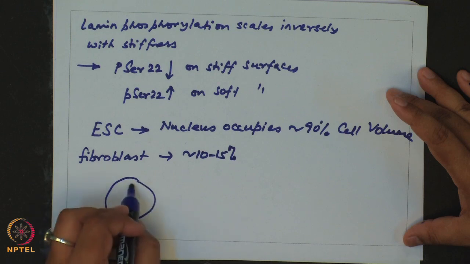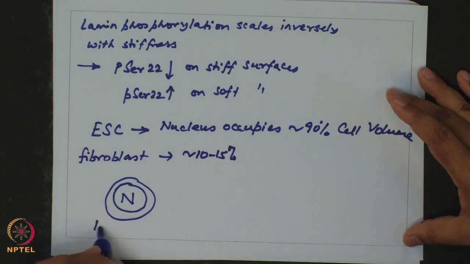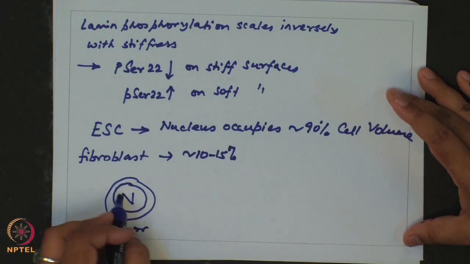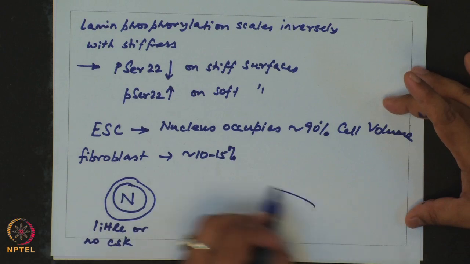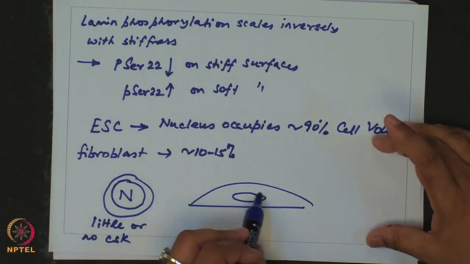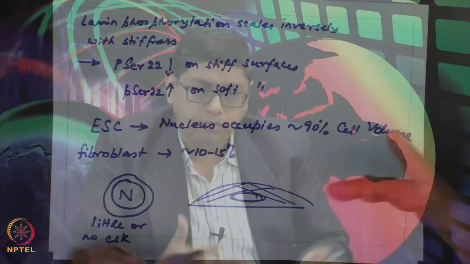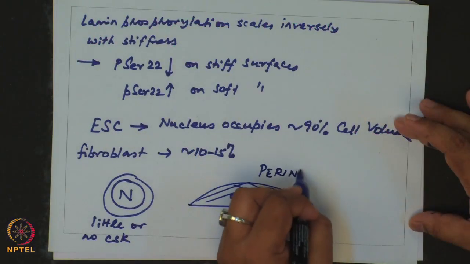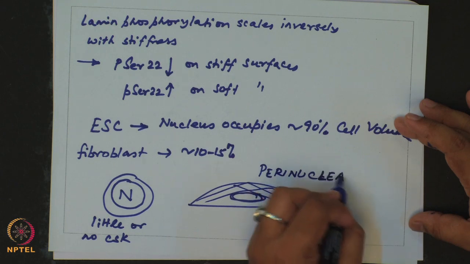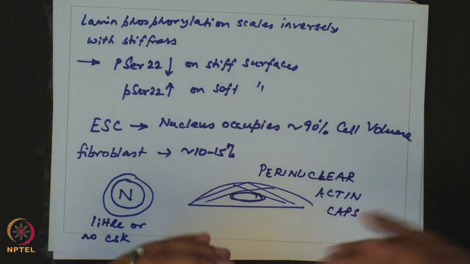So, for an embryonic stem cell, this is what the nucleus will look like. Okay. There is very little or no cytoskeletal network. So, you just have the nucleus occupying the gamut of the space, versus for a fibroblast the nucleus is right at the center and it takes much less space, and it is also more elongated, under a lot more stress, because you have cytoskeletal fibers which actually push down on the nucleus. In this regard, it has been shown that there are perinuclear actin caps which push the nucleus down.